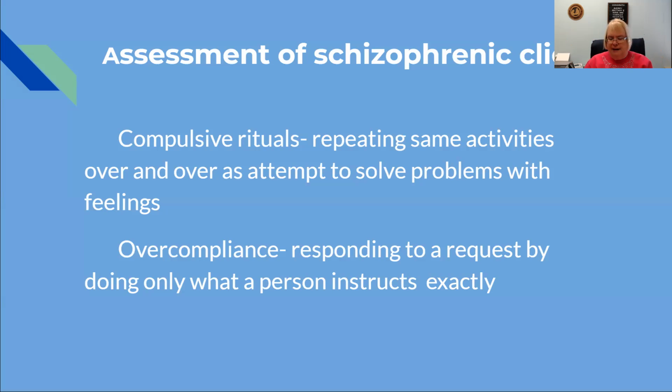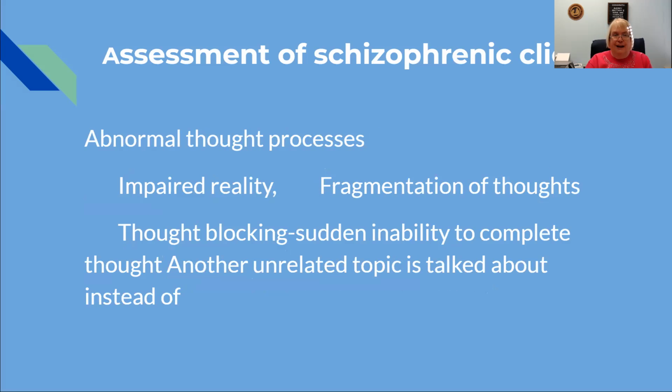Then overcompliance. Instead of just responding to what you instruct them to do, they do it exactly. Can be frustrating if you give them an instruction and you didn't give them all the steps and they do exactly what you say. Abnormal thought process. They have an impaired reality. They have fragmented thoughts. They even can have thought blocking where they suddenly have an inability to complete a thought. And then they start talking about an unrelated topic.